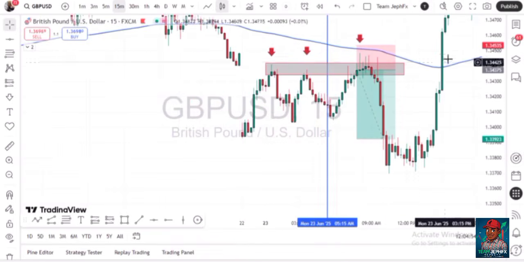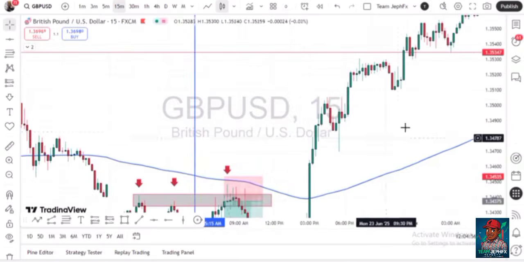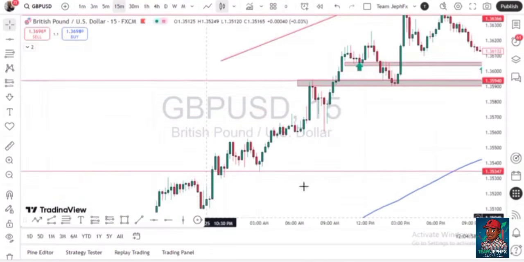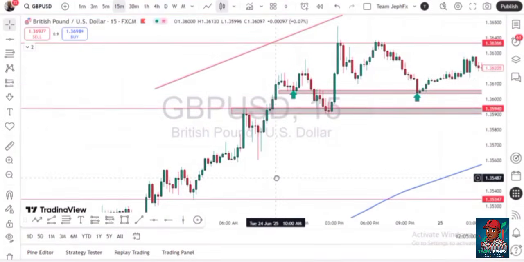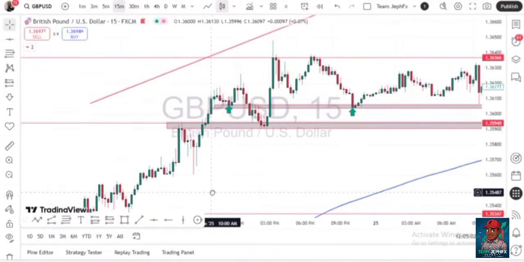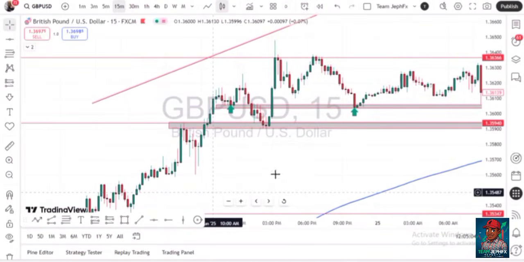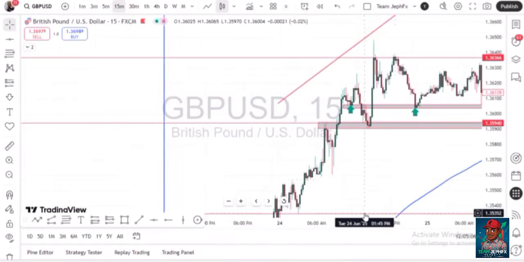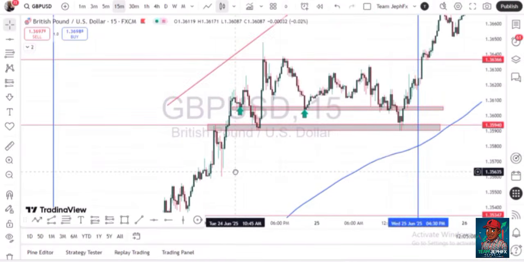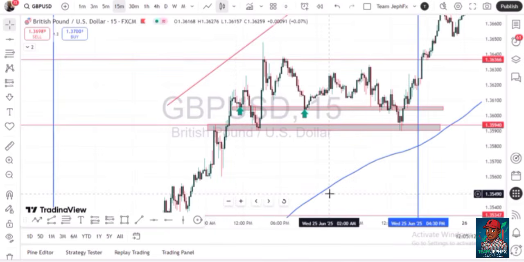Now let me look for a buy example. Okay, beautiful. I think I can judge that one as a buy example. Okay, I think I've seen one as a buy.